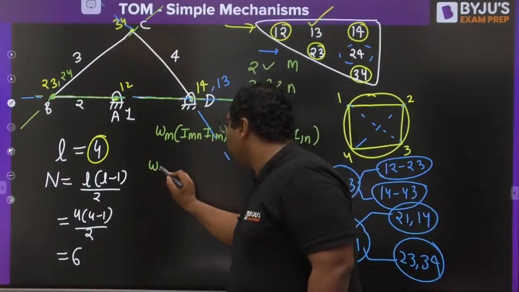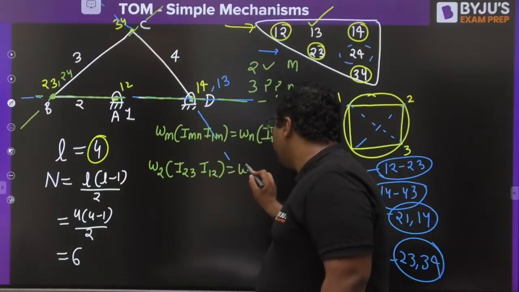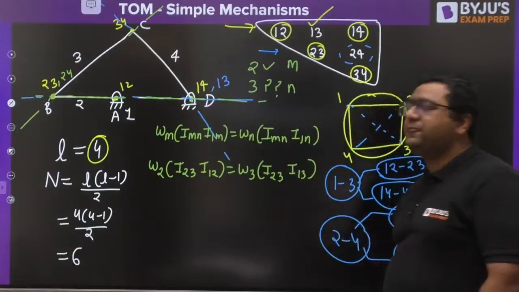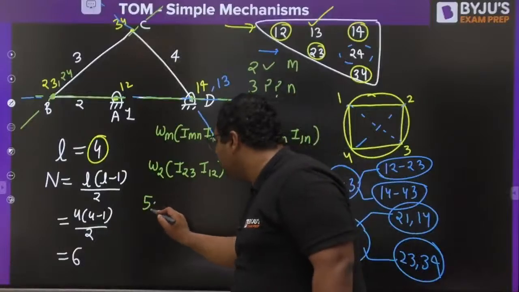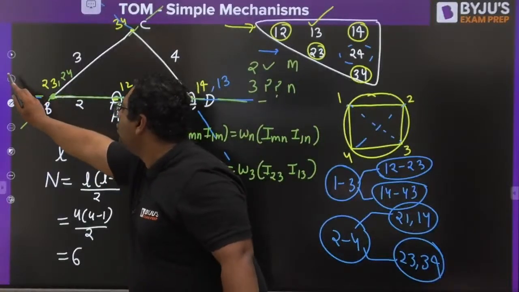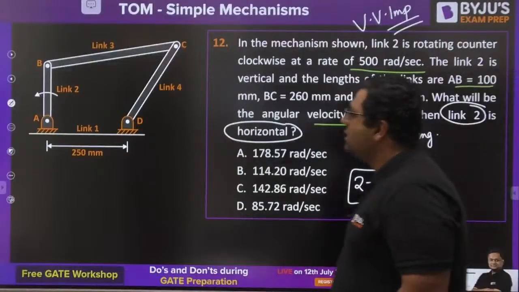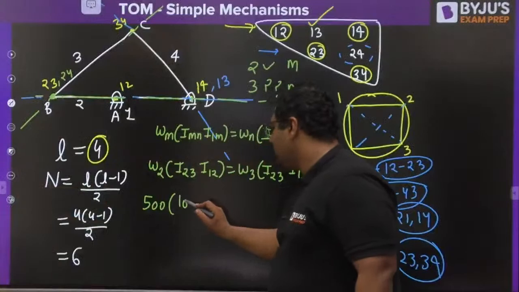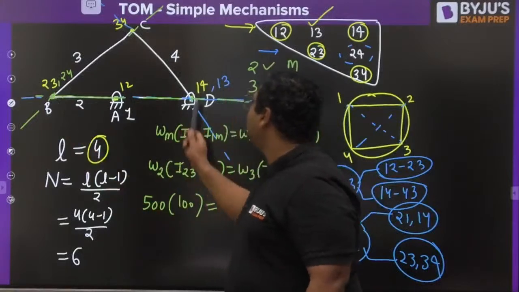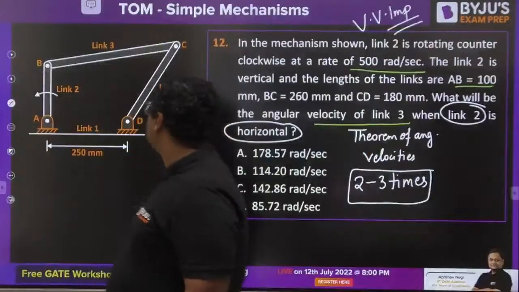So you will write omega 2 into I23 I12 is omega 3 into I23 I13. So guys, this is 500. I23 I12 is the link length 2. It is given, this is AB. AB is 100, so you will put the value 100. Omega 3 you need to find out. I23 I13 is AB plus AD.